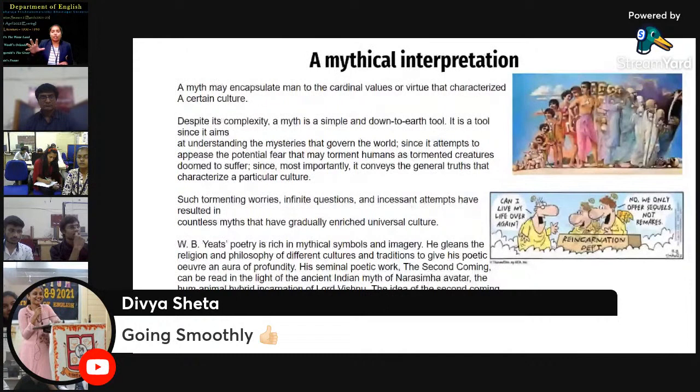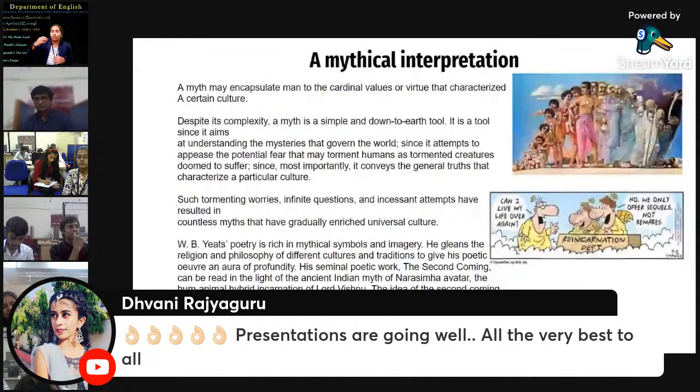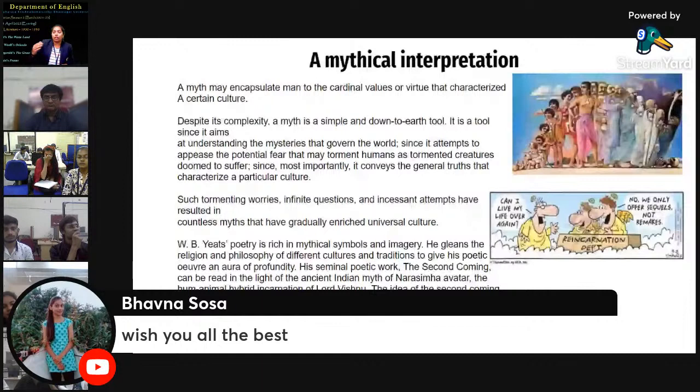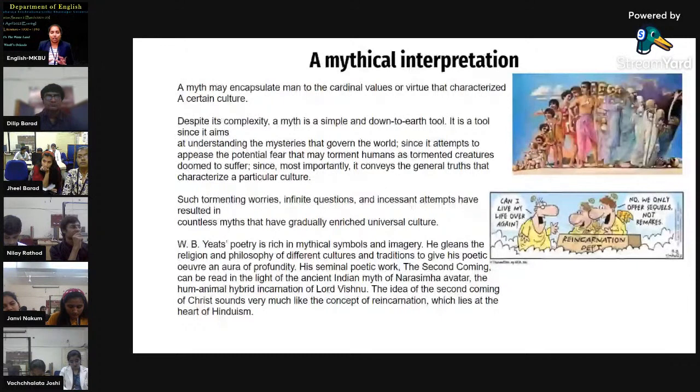If you want someone to believe in you, or if you want to hide something from them, then you create a mythical concept or mythical story around that. And because of the fear, they do not use their logic or their questioning, not even in their brain. If anything is in a mythical form, then we always think that, okay, this is right. And our grandparents also do not want us to question other people, saying that this is not right. Questioning and instant attempts have resulted in countless myths that have gradually enriched universal culture.